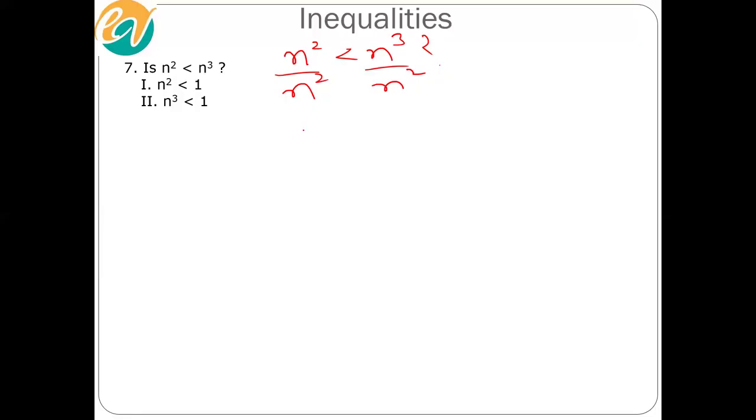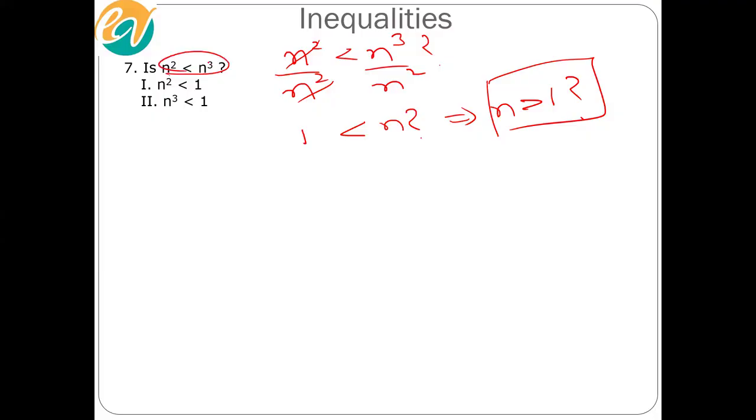So then what are we left with? Is 1 lesser than n? This gets cancelled, obviously. In other words, is n greater than 1? Notice this looks so much simpler and more manageable than this. So we just have to find out, is n greater than 1 based upon these two statements. Agreed? So let's take statement 1.